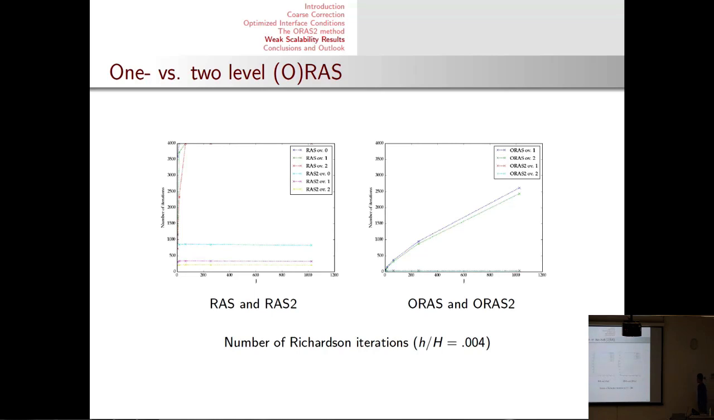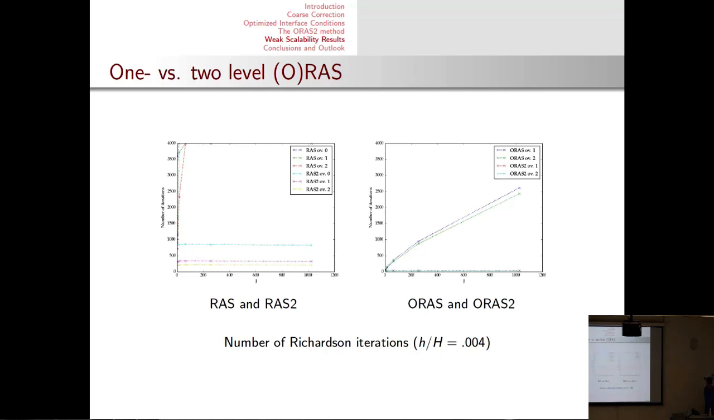So here are my results. This slide is just to show the importance of the two-level method. You see that the one-level RAS iteration counts are increasing way too rapidly to even be seen on the plot. For ORAS it's better, but it's still increasing; these are the ORAS without two-level, and this is with a second level, so that works much better. The second level here really clearly, as expected, gives the scalability.